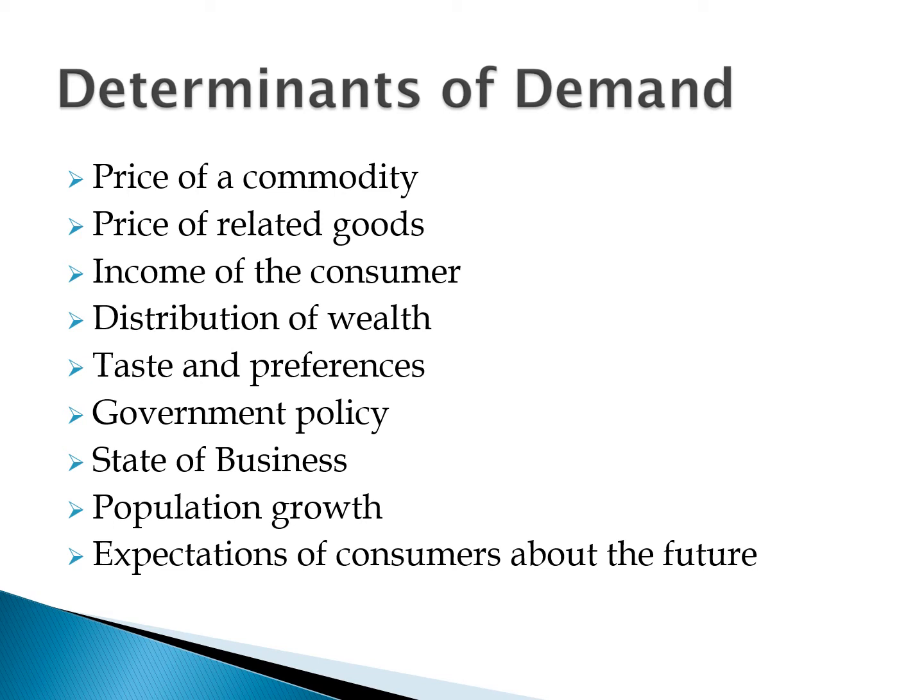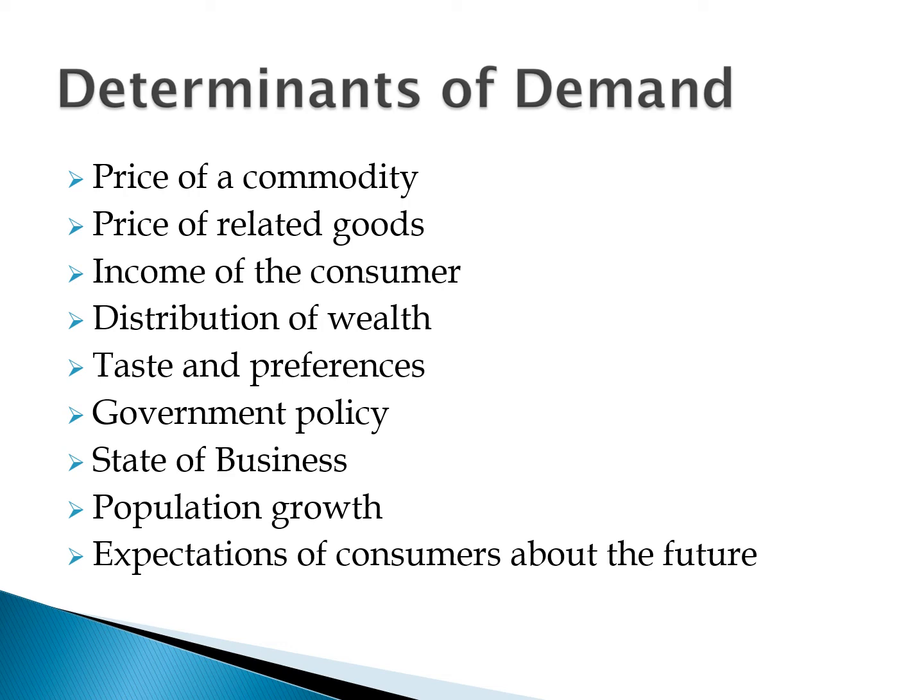Next, government policy. This is also responsible for influencing the demand for the commodity. The government imposes tax on various goods that leads to an increase in the price of the goods, as a result of which demand goes down. State of business. The demand for a commodity also depends on business conditions prevailing in the country or region. In the boom condition, there is an increase in the demand. During the period of depression, the market demand will decrease.